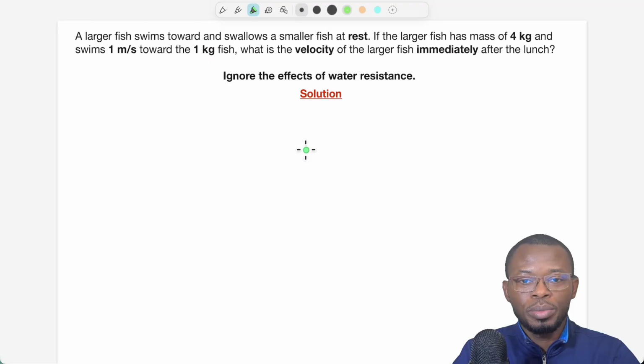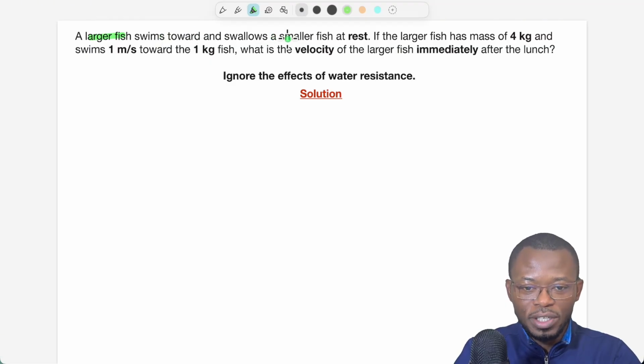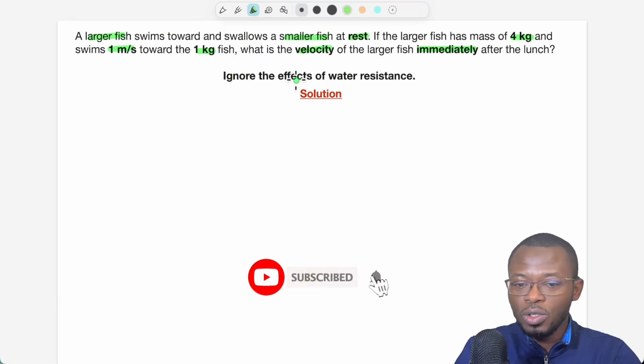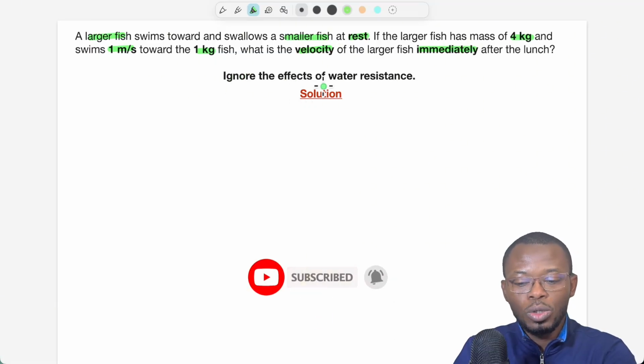This is a problem on the conservation of linear momentum. A larger fish swims toward and swallows a smaller fish at rest. If the larger fish has a mass of 4 kilograms and swims 1 meter per second towards the 1 kilogram fish, what is the velocity of the larger fish immediately after the lunge? In this problem, we are going to ignore the effect of water resistance. Let's look at the solution.